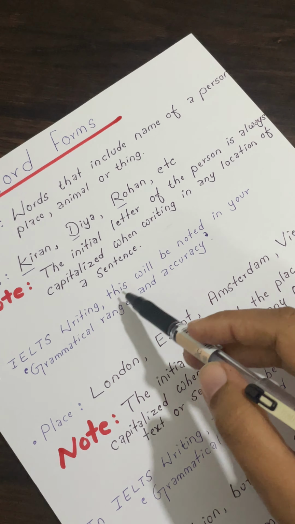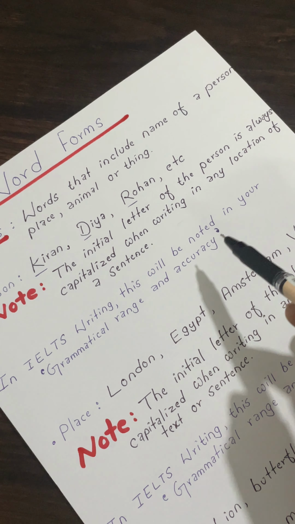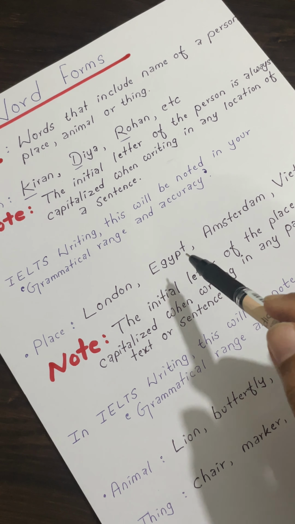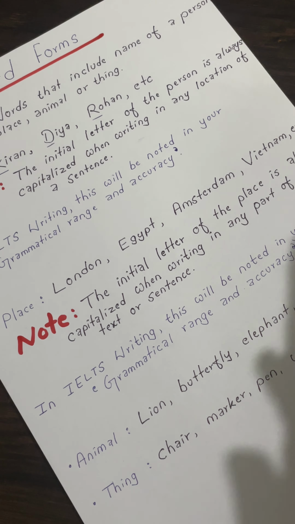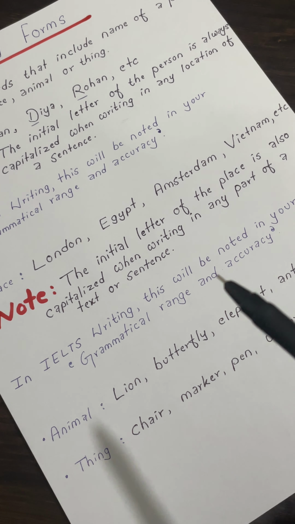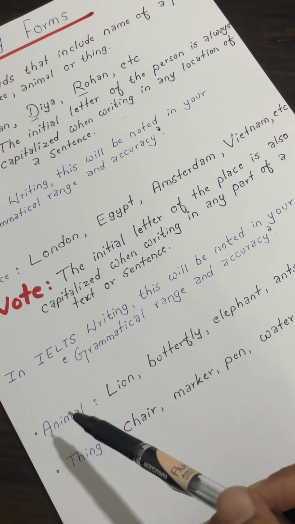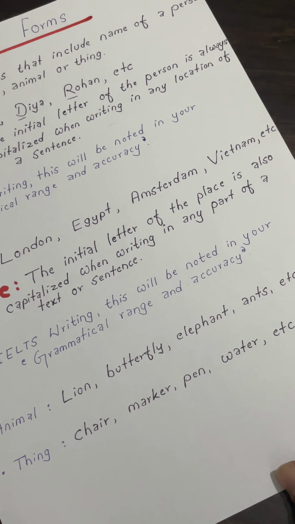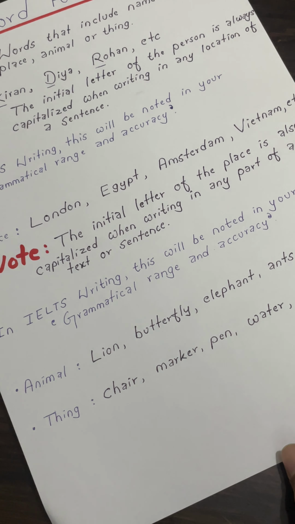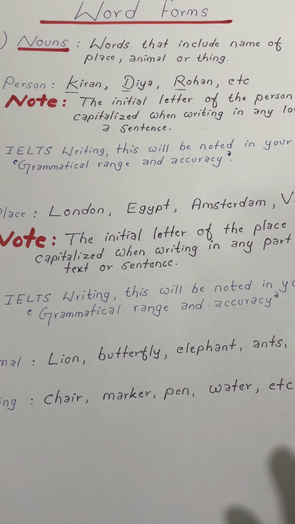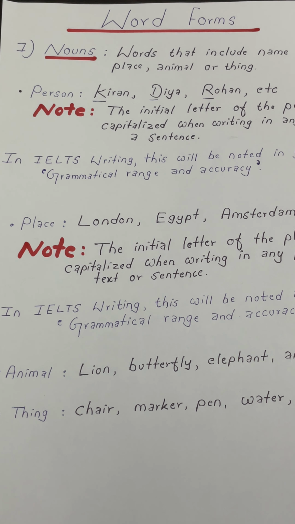In IELTS writing, this will be noted in your grammatical range and accuracy. The second in the list is place, such as London, Egypt, Amsterdam, Vietnam, and so on. For this also, the initial letter is capitalized, and this will also be noted in your grammatical range and accuracy. The next we have is animal, such as lion, butterfly, elephant, ants, and so on. For things, we have chair, marker, pen, water, and so on. So nouns are basically person, place, animal, and things.